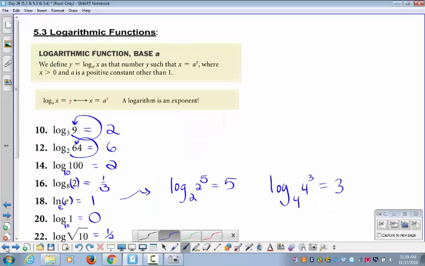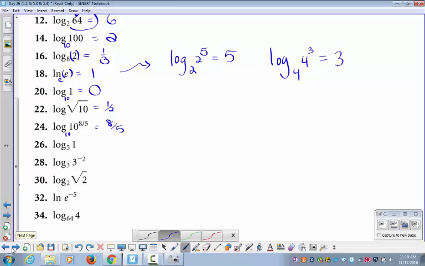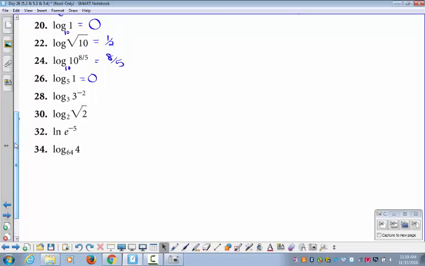Okay, there we go. All right, 5 to the what gives 1? 5 to the 0 gives 1. 3 to the what gives 3 to the negative 2? Negative 2, there's the cancellation property again.